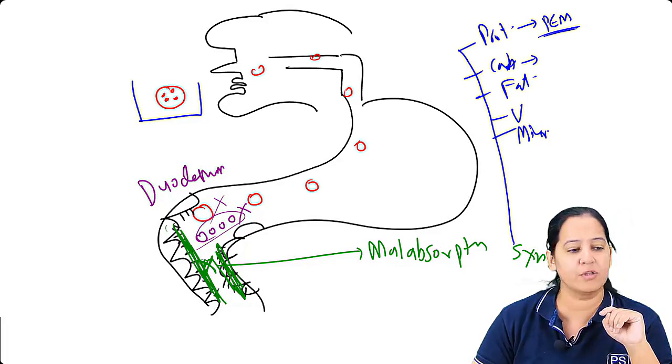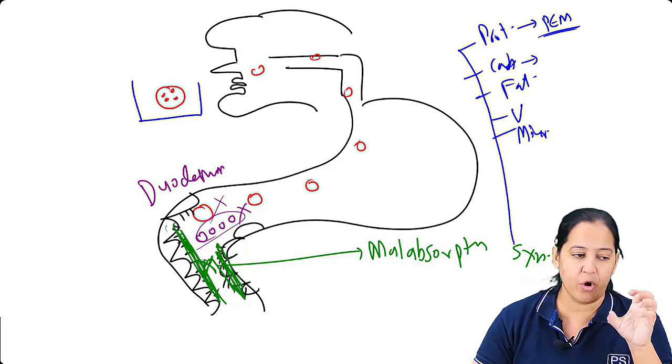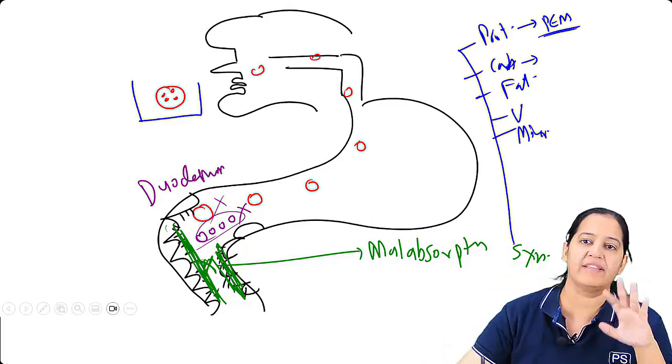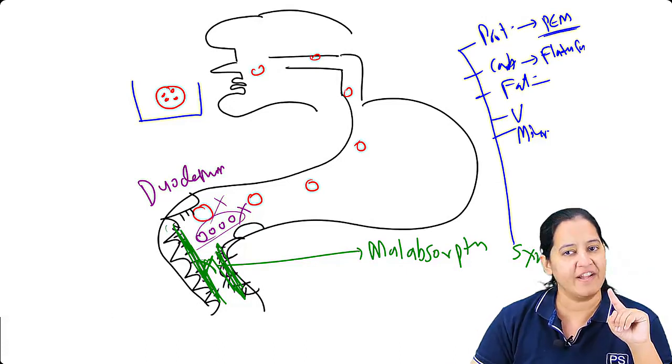Carbs absorb नहीं होगा तो क्या होगा? If the carbs are not absorbed, they will pass in the colon and the gases will be formed from the carbs. That will lead to flatulence. Okay. Fat absorb नहीं होगा तो क्या होगा?